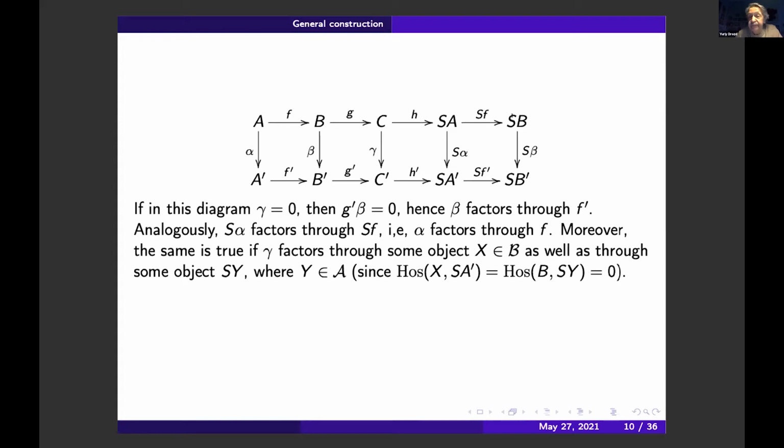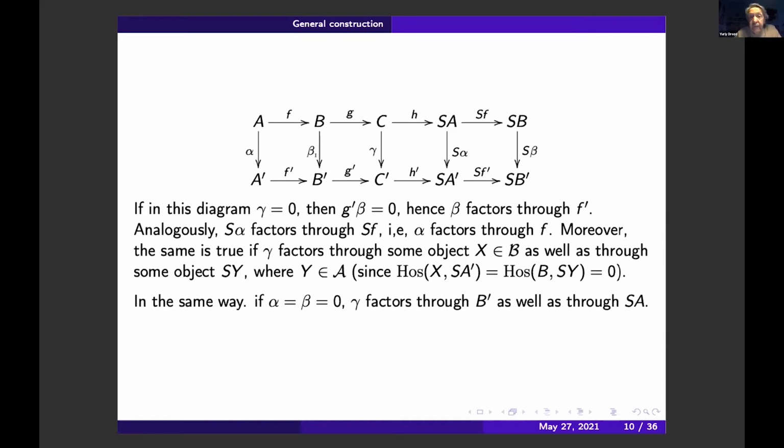So S alpha can be factored through SF, through SB. And then, since this suspension is an equivalence, alpha can be factored through F. By the way, the same is true if gamma factors through any object from B, and as well as through some object from the suspension of a subobject of A.